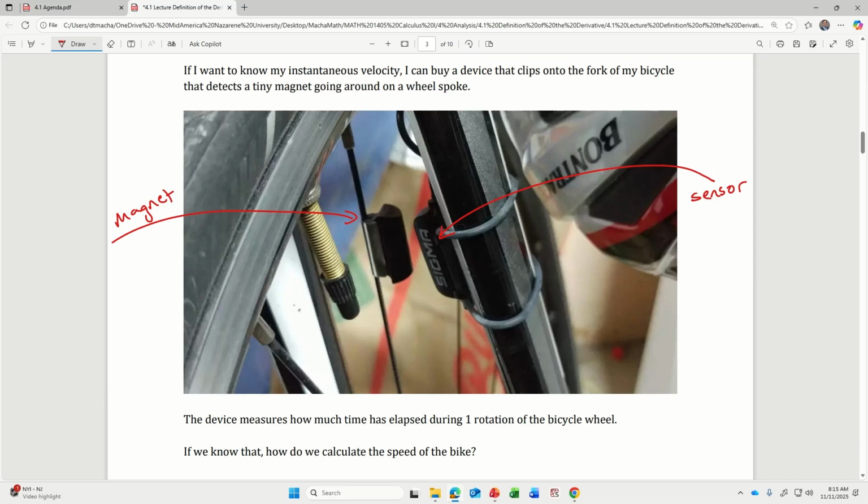And if I have this device, and it's telling me when the magnet passes by the sensor, it would tell me how much time has elapsed during one rotation of the bicycle wheel. If you know how much time has elapsed in order to make your wheel rotate one time, how could you calculate the speed you're traveling? Yeah, how big the wheel is. The area of the wheel?